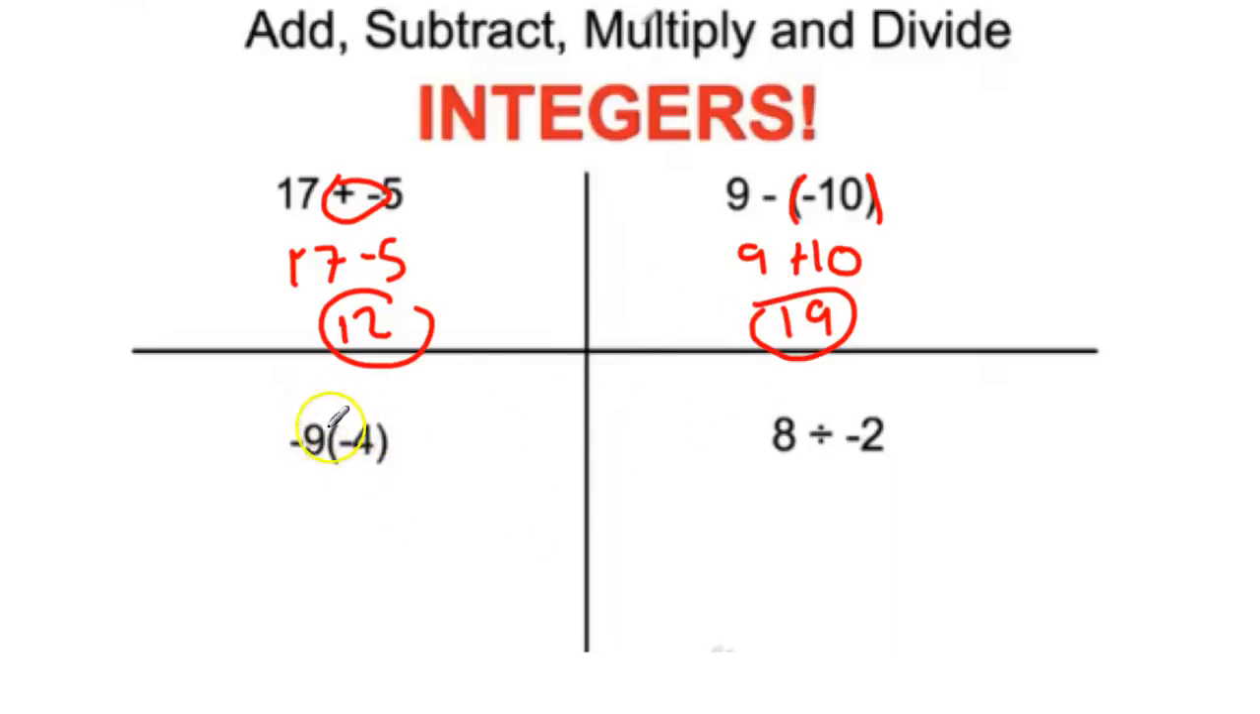Over here, we're multiplying. When you multiply, this is 2 negatives. Your answer will be positive. So 9 times 4 is 36. Over here, 8 divided by negative 2. So when you divide and you have 1 negative, my answer will be negative. 8 divided by 2 is 4.